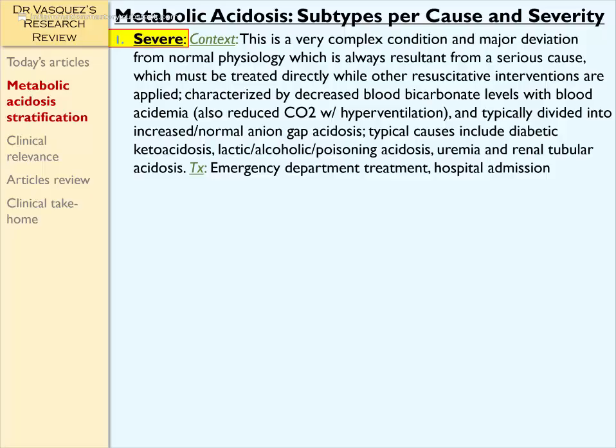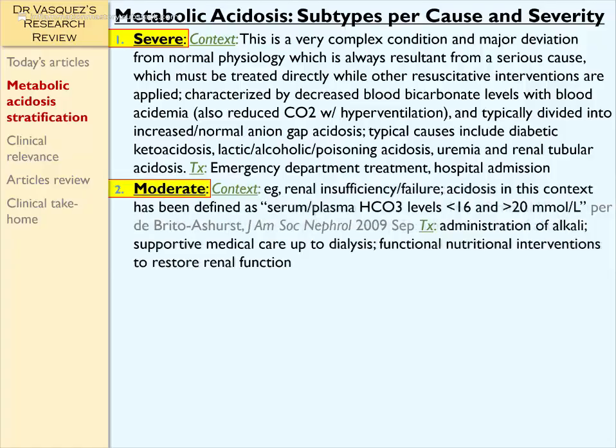Severe metabolic acidosis is characterized by decreased blood bicarbonate levels with blood acidemia, also reduced carbon dioxide secondary to the compensatory hyperventilation. This is typically divided into increased or normal anion gap acidosis. Typical causes include diabetic ketoacidosis, lactic, alcoholic, and poisoning acidosis, uremia, and renal tubular acidosis. Severe metabolic acidosis needs to be treated in the emergency department and is generally then followed by hospital admission.